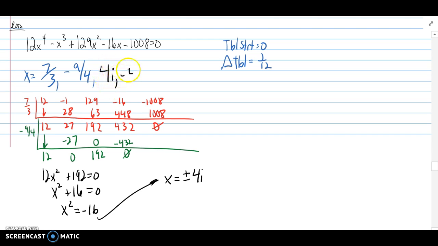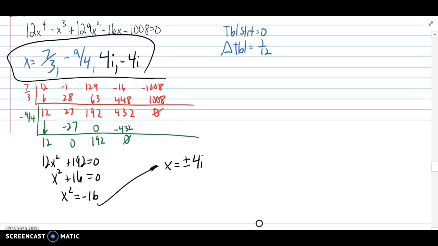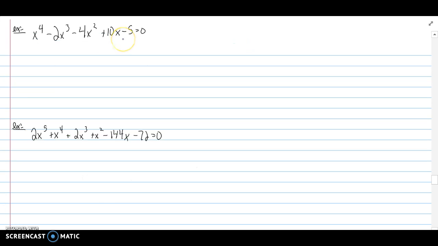positive 4i and -4i. As a reminder, those imaginary numbers are never going to show up on your graphing calculator, either on the table or on the graph. We have this equation equal to 0. We're trying to find the zeros for this one. If you enter this equation into your graphing calculator, go to the table, you'll see that there is a solution at x equals 1. But that's the only thing you can find.